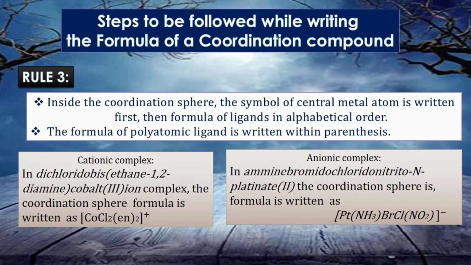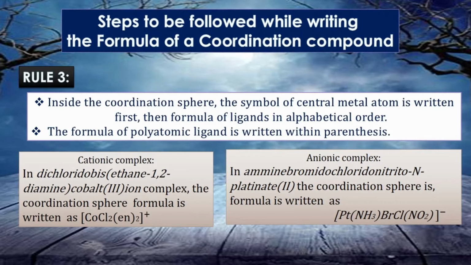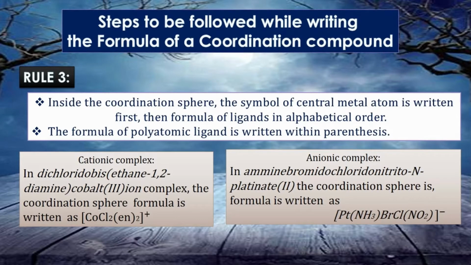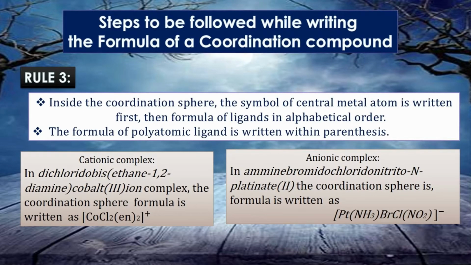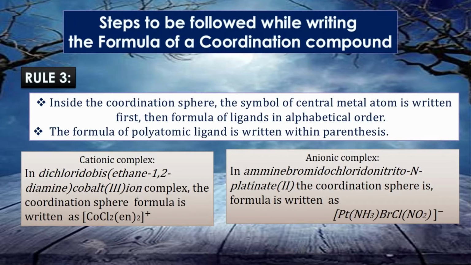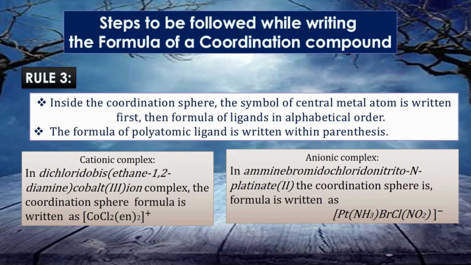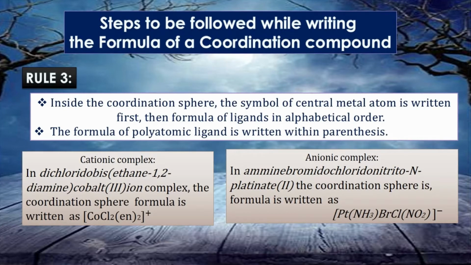And if you consider the anionic complex example, amine, bromido, chlorido, nitrito N, platinate 2. The central metal atom is platinum. So within the square brackets, first we will write the symbol of platinum. Then we have to write the symbols of ligands according to the alphabetical order. So we have 4 different types of ligands in this complex, that is amine, bromido, chlorido, nitrito N.